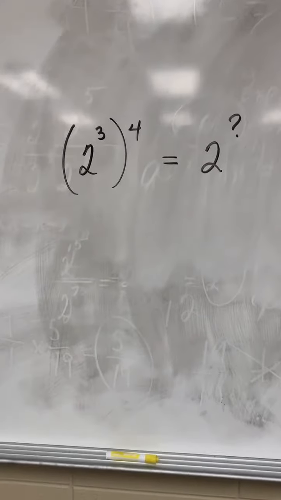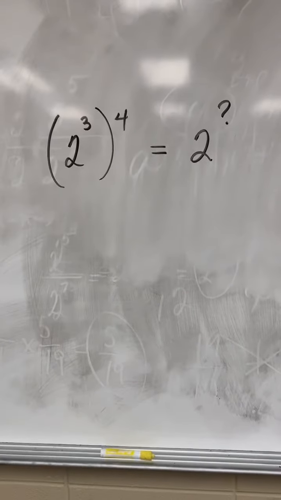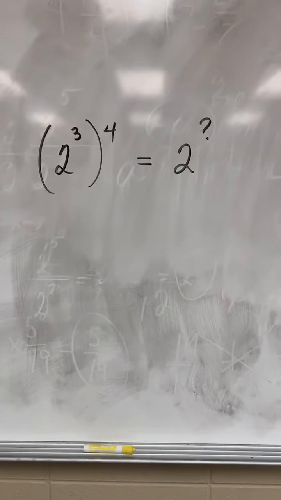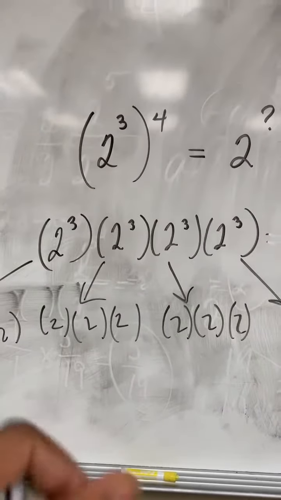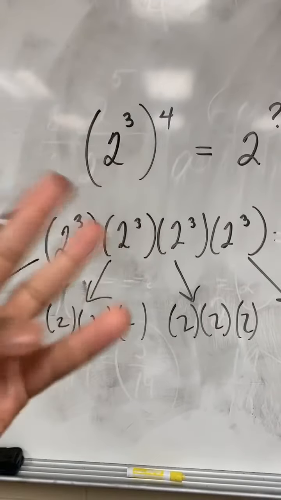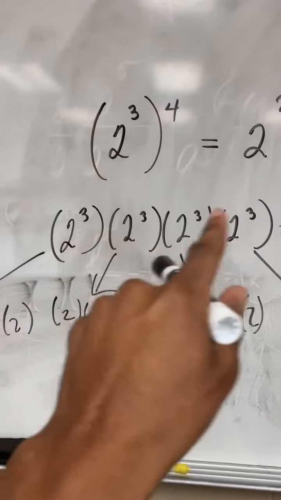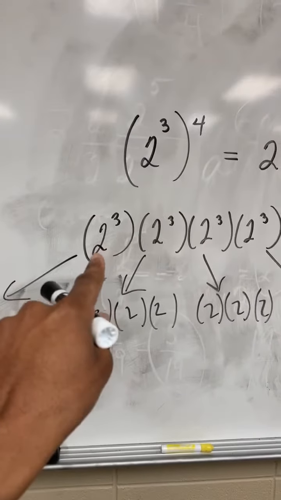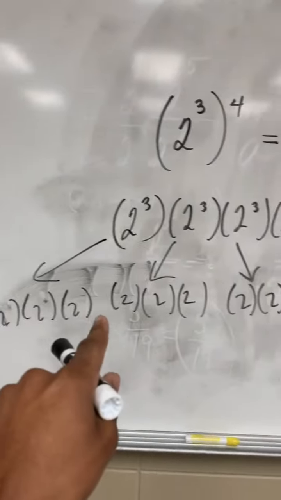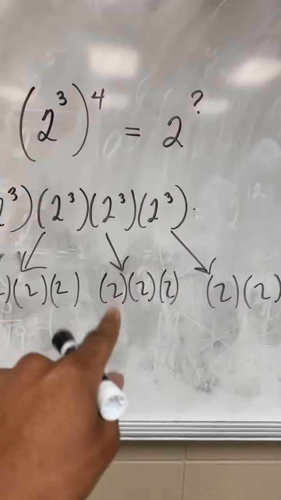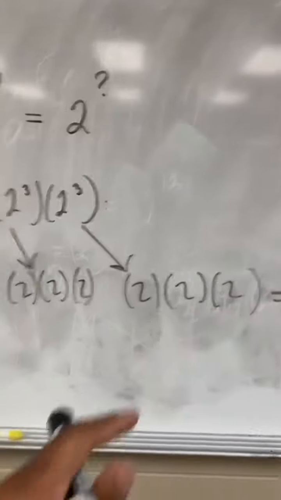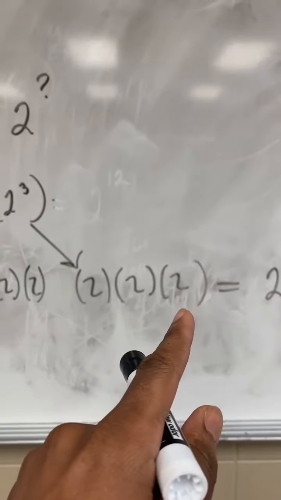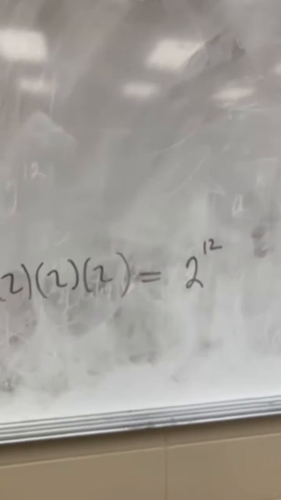Okay, now I have 2 to the third power raised to the fourth power, and that's equal to 2 to the blank. So we're going to base this off of the meaning first, then we're going to look at the rule. Based on the meaning, I get to repeat this multiplication 4 times. That's why I have it written down 4 times. But if I look at each individual one, that means I can repeat this one 3 times. That's why I have a 1, 2, 3, and another 3, and another 3, and then another 3. Now, if you count up every last one of those 2s, I have 12 of them total. So now I get 2 to the 12th power.